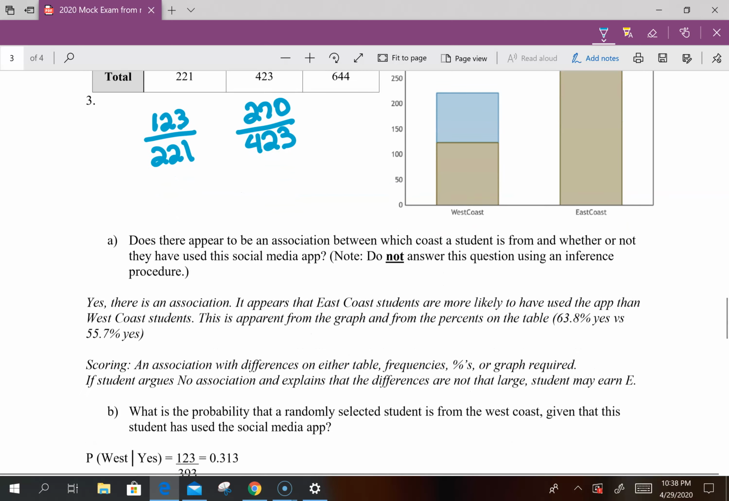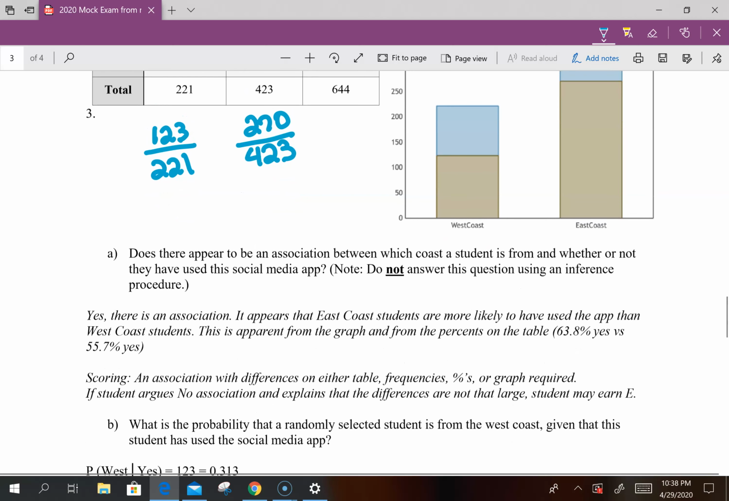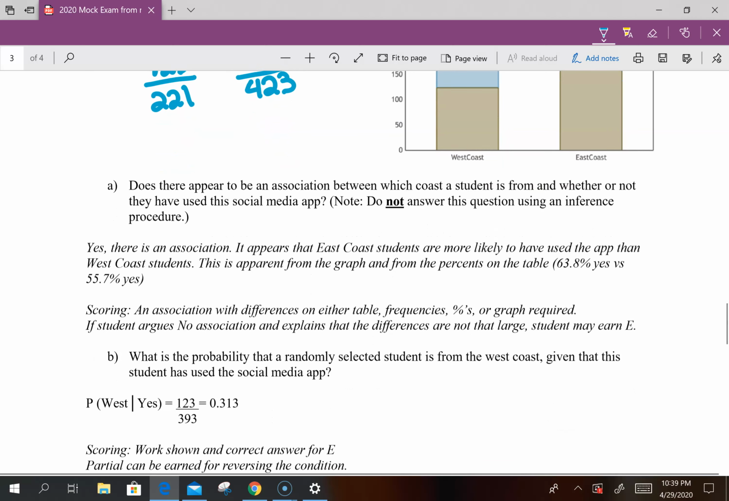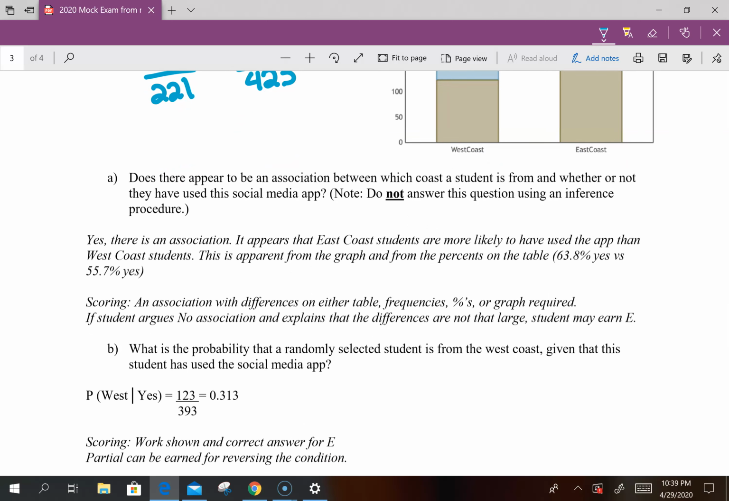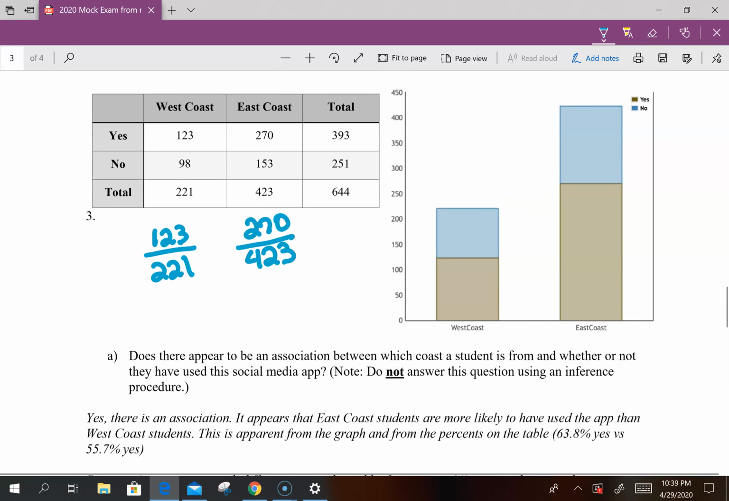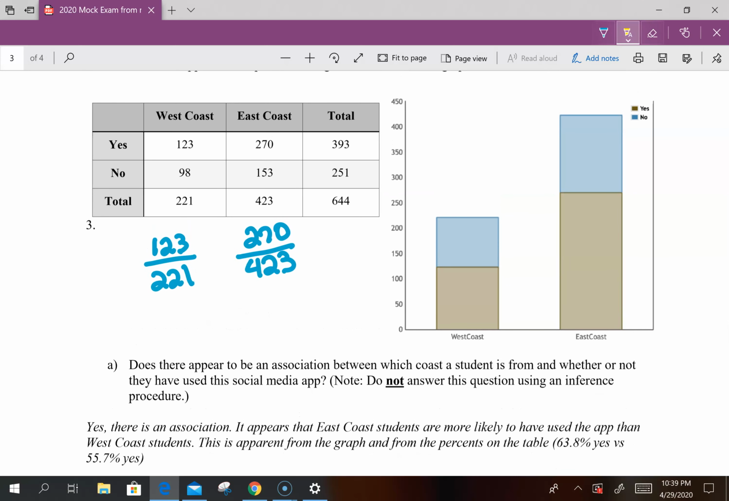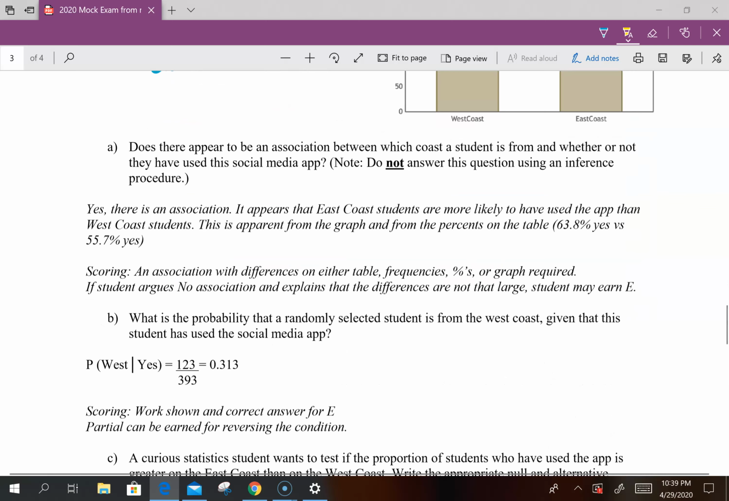All right, letter B. What's the probability that a randomly selected student is from the West Coast given that the student has used the social media app? Ooh, the dreaded given formula. All right, so I wrote this out down here for you. It's the probability that the student's from the West Coast given that they said yes. All right, so probability that they're from the West Coast and yes is that 123. And then the total number of yeses is 393. So that's where our fraction's coming from. So west over yes. So that ends up being 0.313. So it's about 1/3.